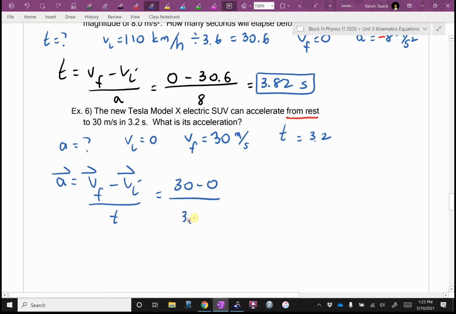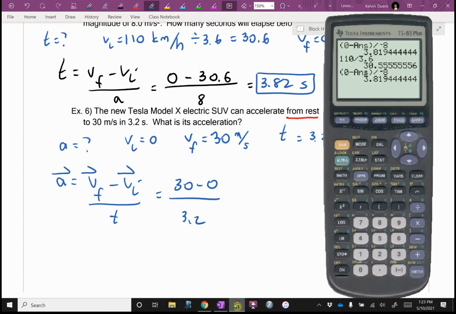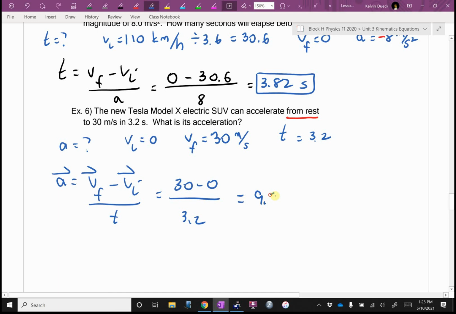divided by 3.2. Can I do that in my head, Mr. Dueck? Maybe. That's going to be 30 divided by 2 is 15, divided by 2 is 7.5, divided by 2 is 3.75, divided by 2 is going to be, nope. I need a calculator. Brackets around the top because there's more than one thing on the top. Don't need brackets around the bottom. 9.38? I think so. Units, it's an acceleration. Meters per second squared.